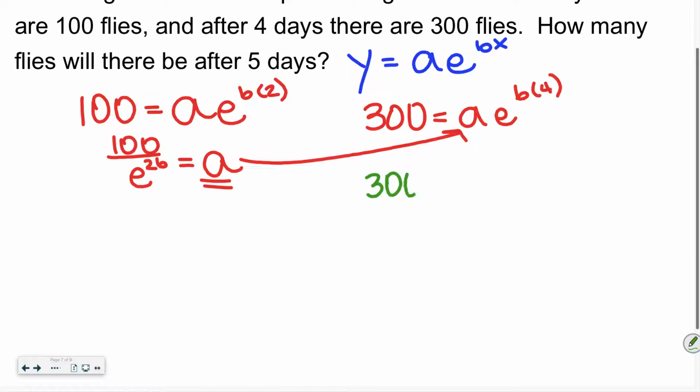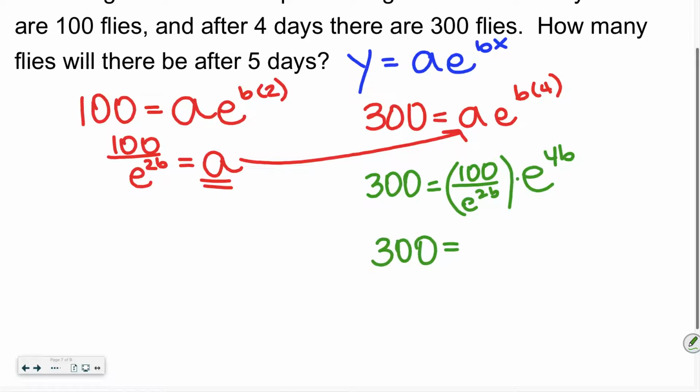So 300 equals A, which I'm now going to write as 100 over e to the 2b, times e to the 4b. This fraction is being multiplied right here, right? I have e to the 4b, and we're dividing by e to the 2b. Can I squish them together? We just get an e to a power. We have the 100. This is like e to the 4b over 1, right?